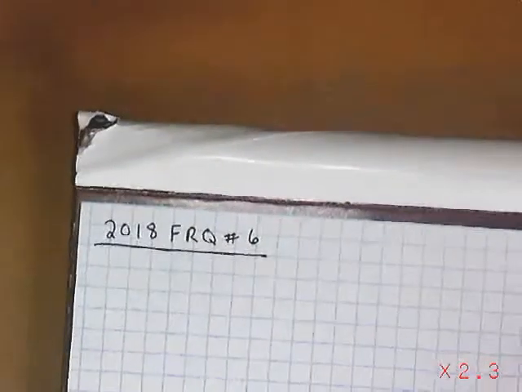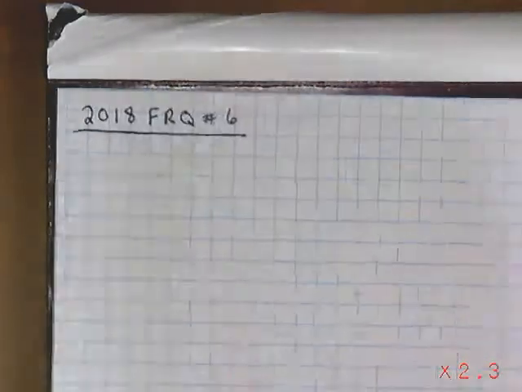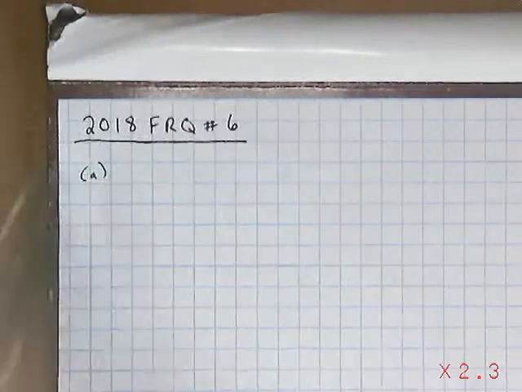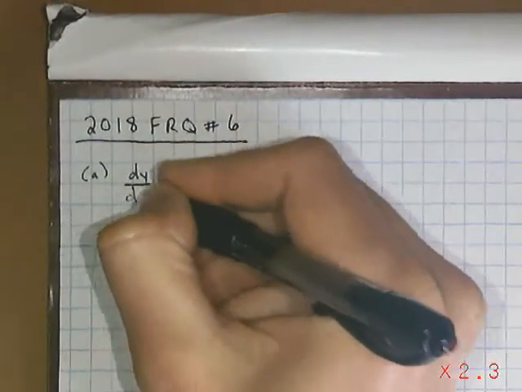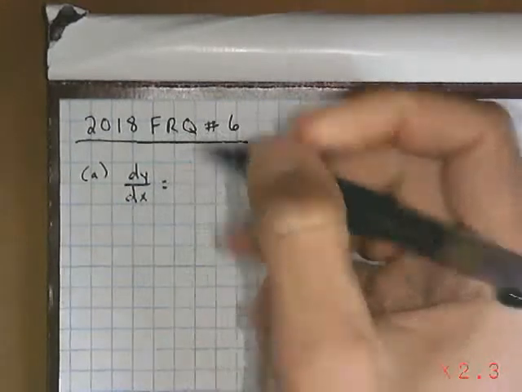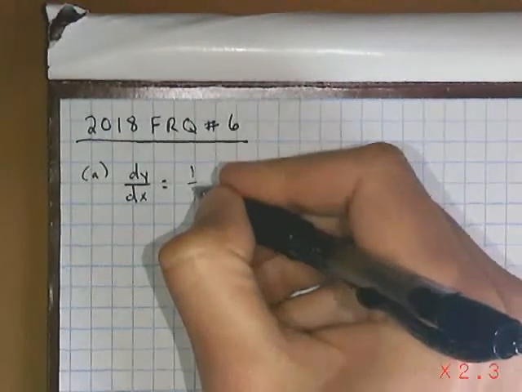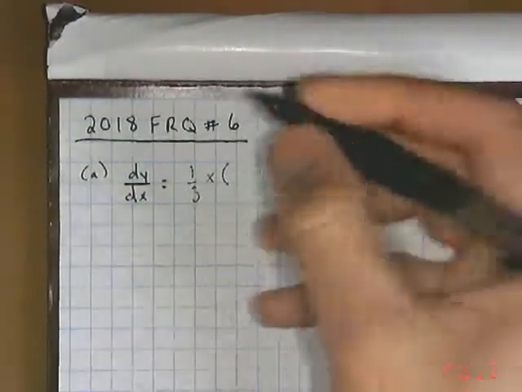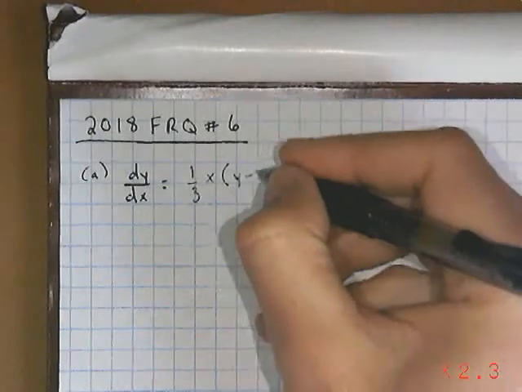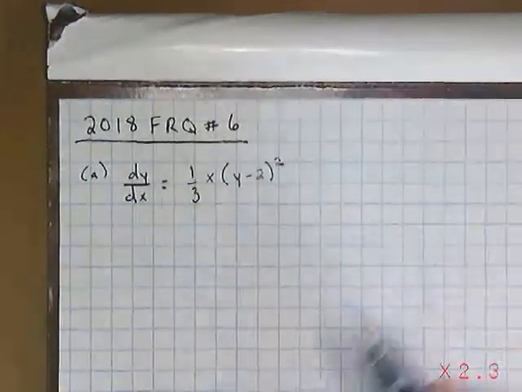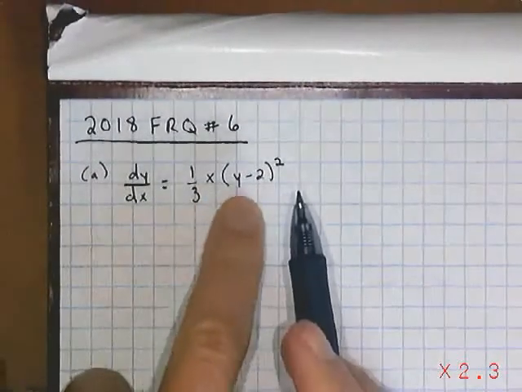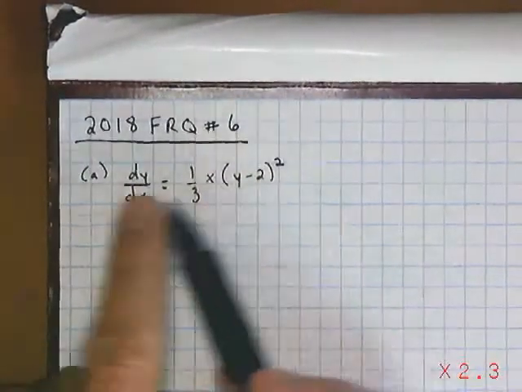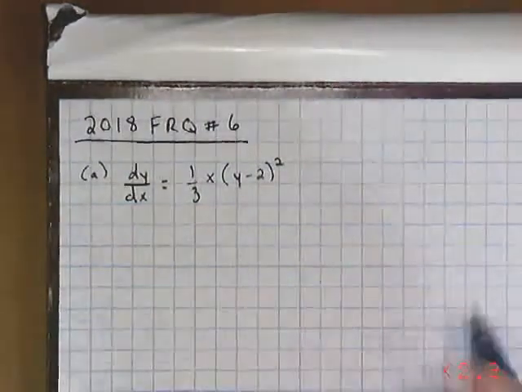And this is 2018 FRQ number 6. So part A, we're going to start with this differential equation, dy/dx equals 1/3 x times (y minus 2) squared. Okay, so first thing we need to do is separate our variables. We see x and y on both sides. We want to put the y with our dy, put the dx with our x.